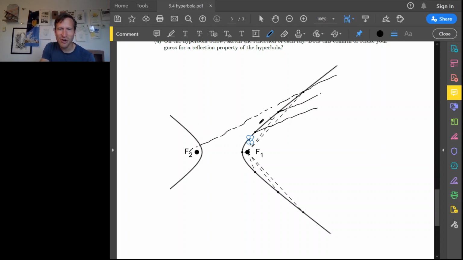And, you know, it's hard to draw these accurately enough, but if you permit me some inaccuracy in my drawing of angles, it looks like they are coming from focus 2. Of course, if I could draw these all perfectly, they would come exactly from focus 2.